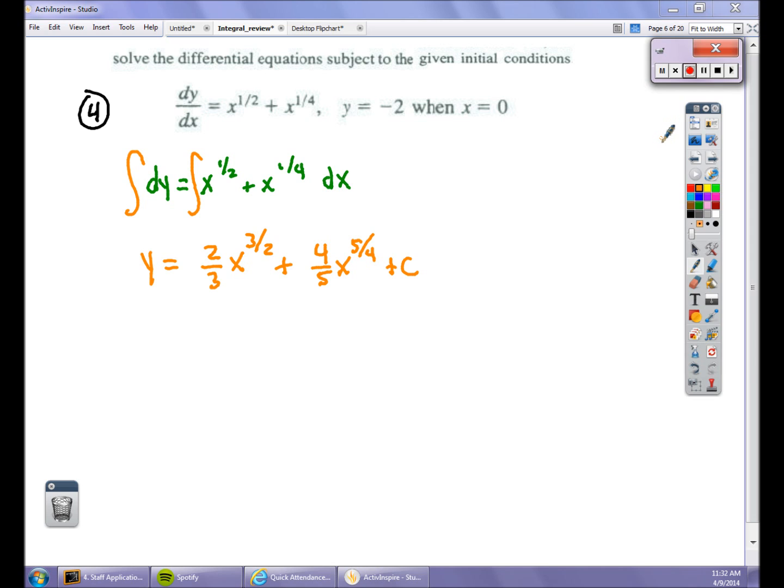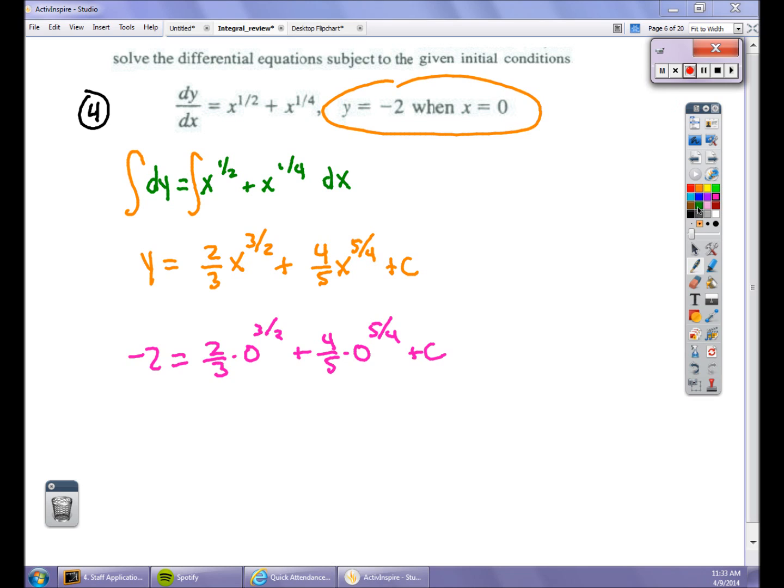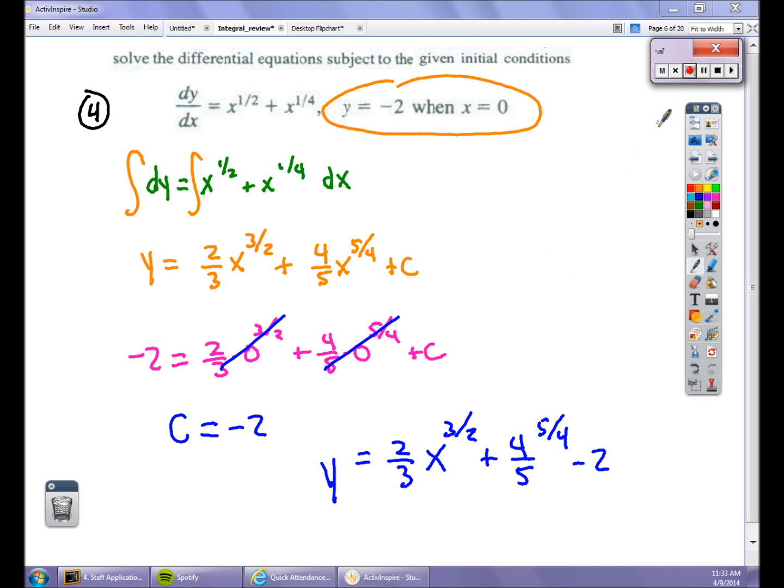Adding 1 to each of my exponents, and then dividing by that new exponent. Keeping in mind, dividing by is the same thing as multiplying by the reciprocal. Now I'm going to substitute in my y equals negative 2 and my x equals 0 to solve for c. 0 cancels out, 0 cancels out, c equals negative 2. Now rewrite the expression. And your final answer in blue.